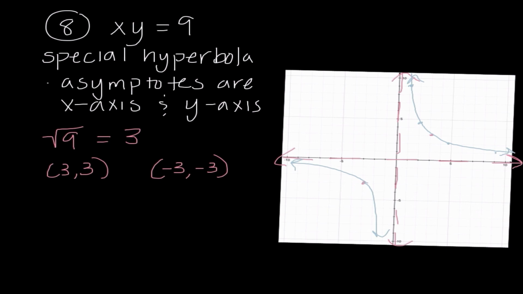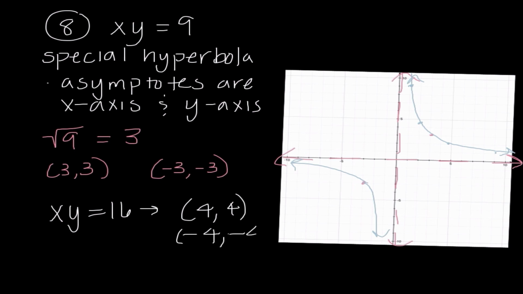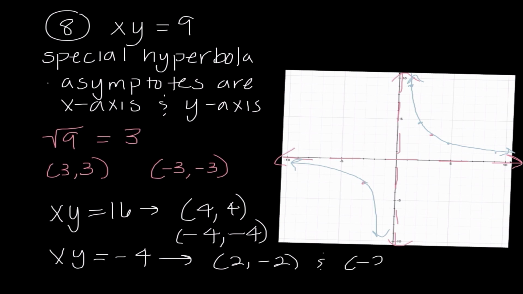Just to review, if we had xy equals 16, that means that my vertices would be at (4, 4) and (-4, -4). If I had xy equals -4, it would be at (2, -2) and (-2, 2). Hopefully you guys are seeing the pattern, and this is a special case, but I would definitely expect to see one like this on our test.